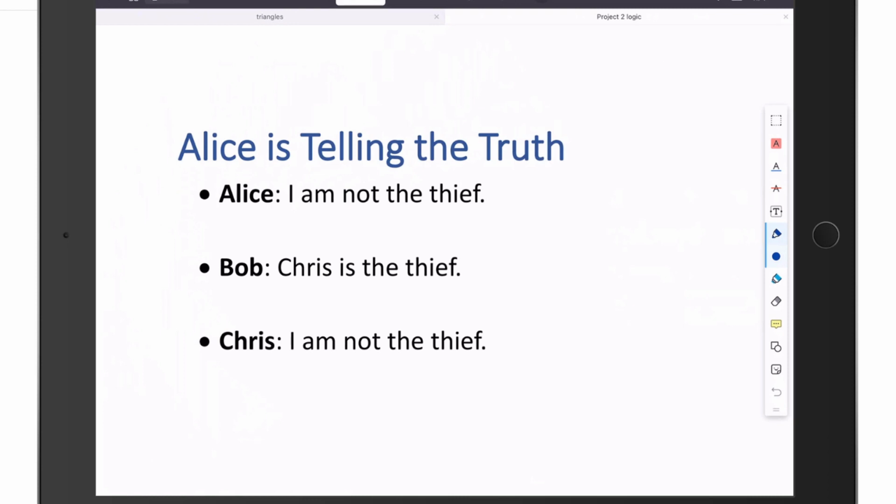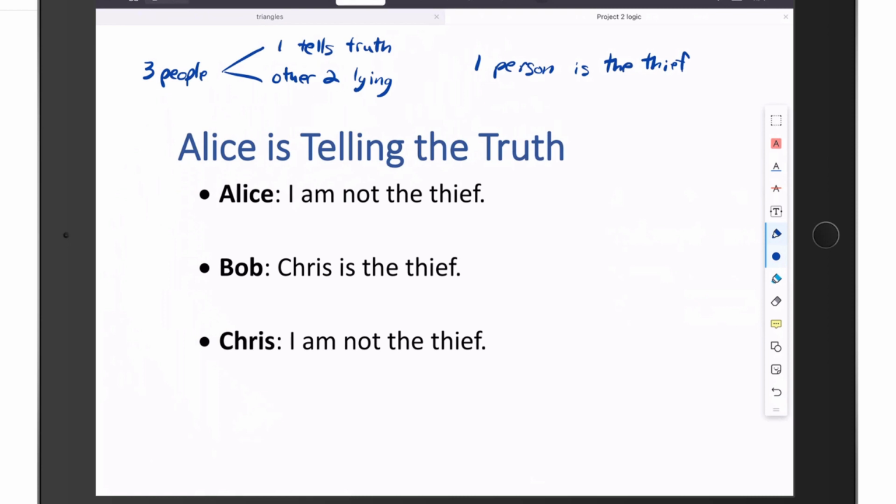In this case, we have 3 people, and we're told only one of them tells the truth. That means the other 2 are lying. Also, we're told that one person is the thief.